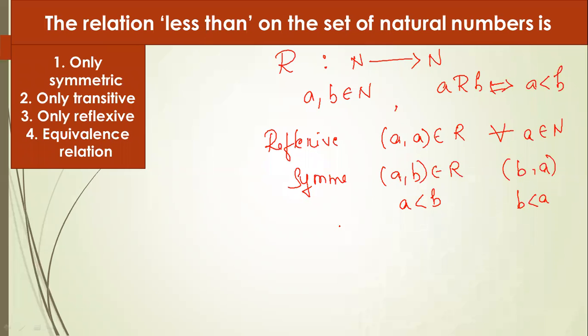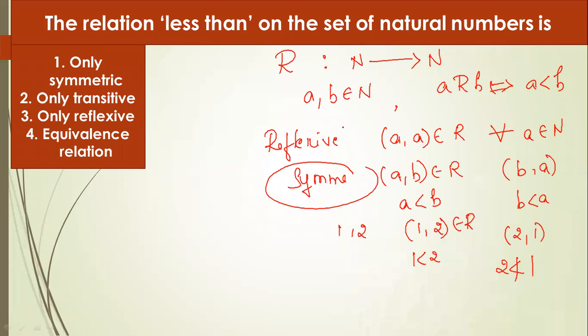So if you take two numbers, 1 comma 2. Whether ordered pair 1 comma 2 belongs to the relation? Yes, because 1 is less than 2. But what about 2 comma 1? Whether 2 comma 1 belongs to R? No. Why? Because 2 is not less than 1. Correct? 2 is not less than 1. So the relation is not symmetric.